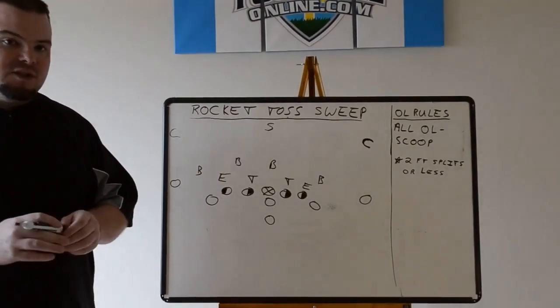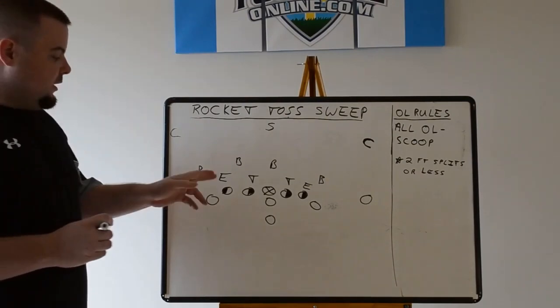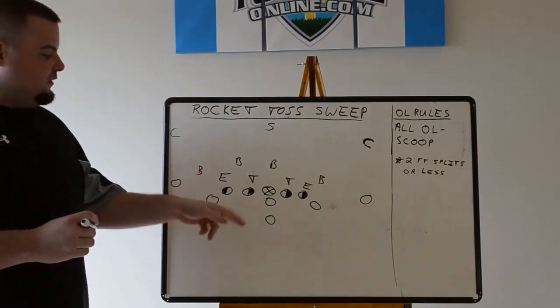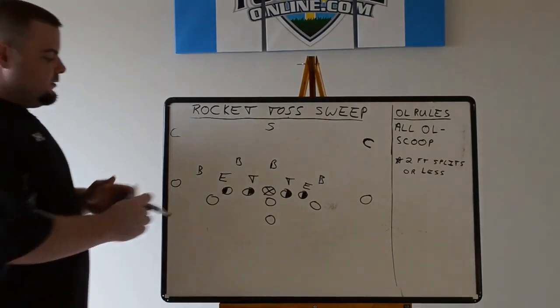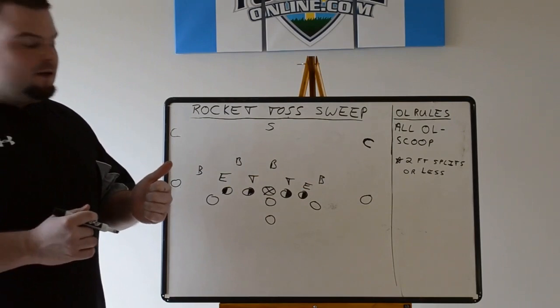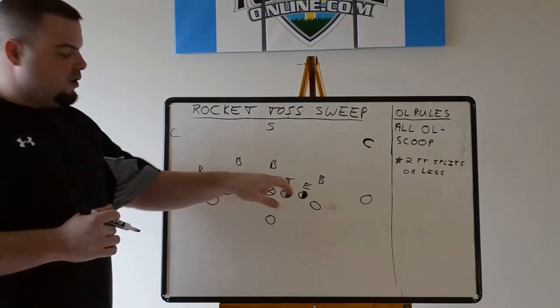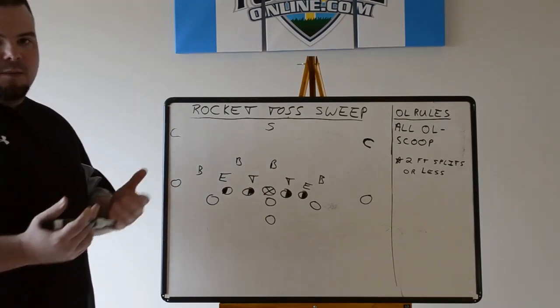Obviously if you're an option team, you're going to be trying to establish the dive a lot. While you're trying to establish the dive, defensive ends are going to be slanting, stunting inside, trying to cause all kinds of havoc. The rocket toss sweep lets you get to the perimeter fast, quick, and it will let these defensive ends know that they can't do all this slanting and stunting stuff all the time. It keeps them at bay.